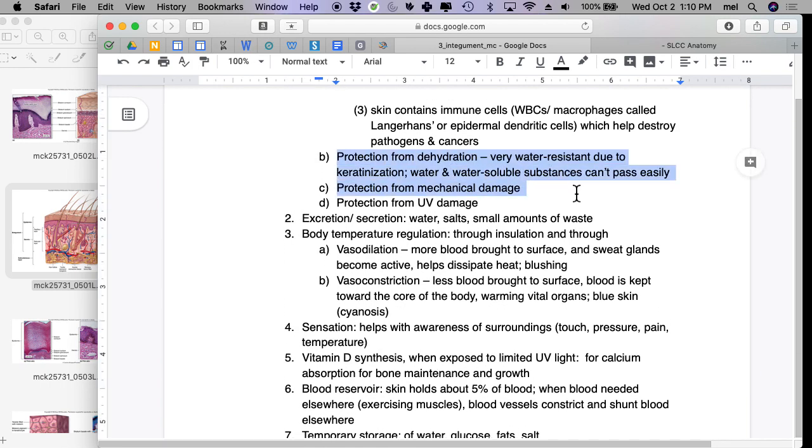Your skin also protects you from dehydration because it's resistant to water leaving. It's also resistant to water moving in. Now, I say waterproof, but it's really just water resistant, you know, like an Apple Watch.